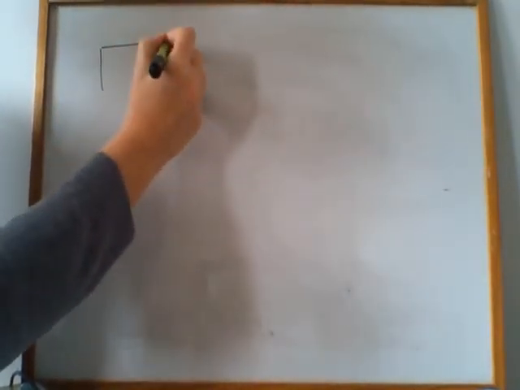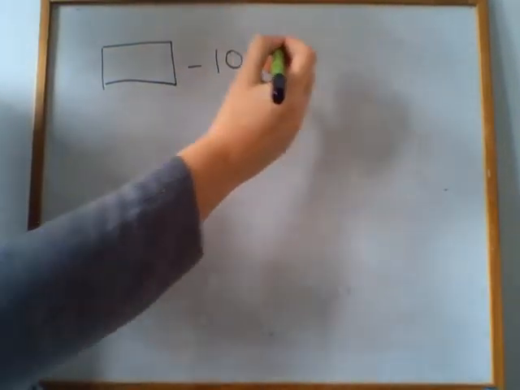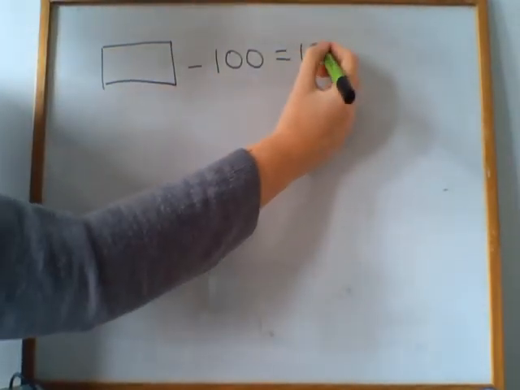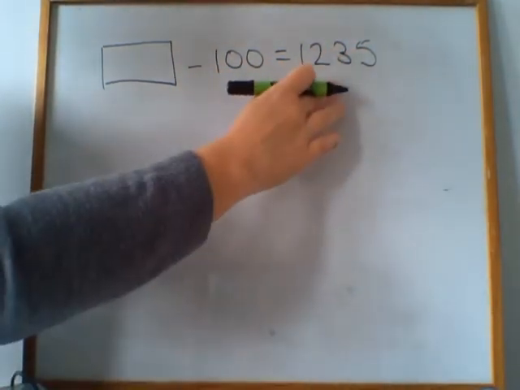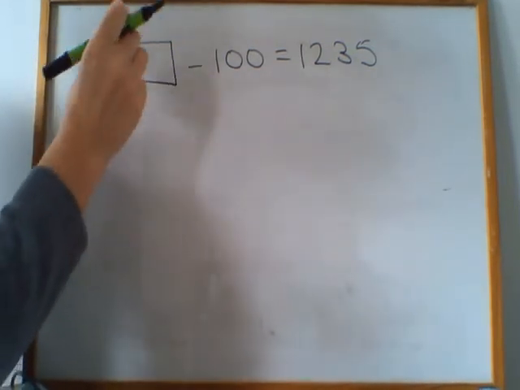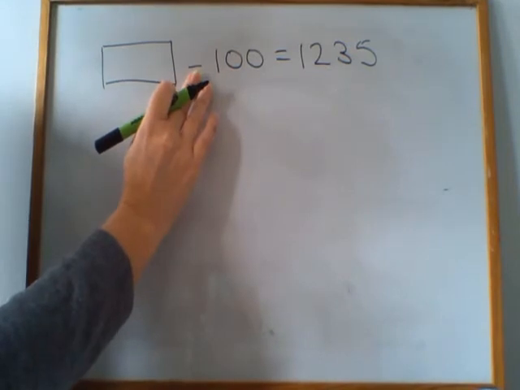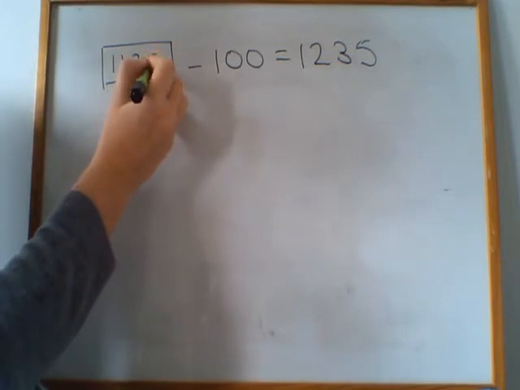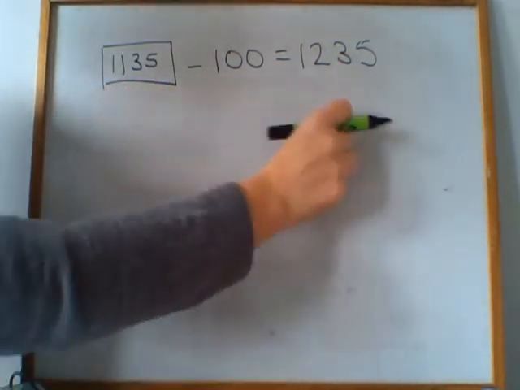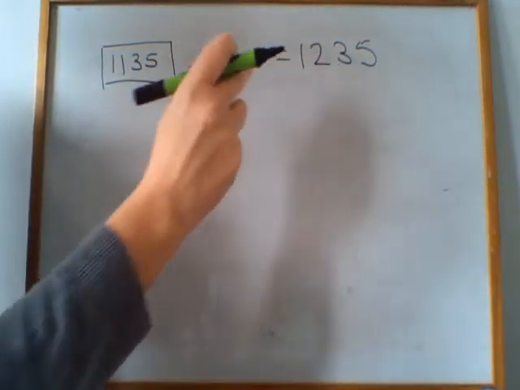Okay, number 7. Oh yeah, we had a missing number one here. So we had something take away 100 equals 1,235. Now some people look at this and they just take it away and they get 1,135. If you did do that, you should always check by reading across. 1,135 take away 100, is that correct?